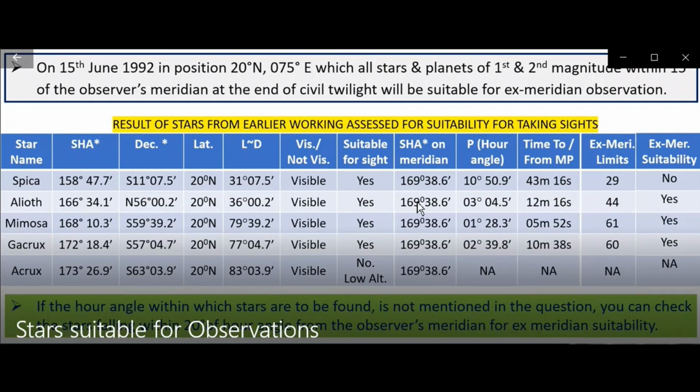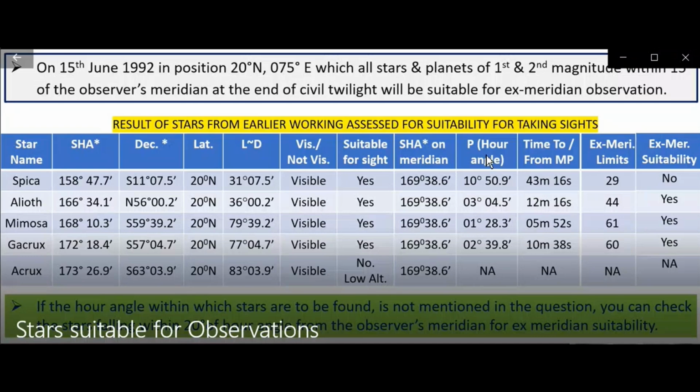So इससे next step में हमने find out किया angle P of every star. So angle P हमें कैसे मिला? We found the SHA of the star from the table. We have the SHA of our meridian. इन दोनों का difference हमने निकाला. We got the angle P.